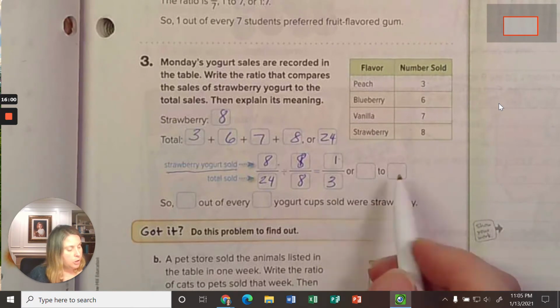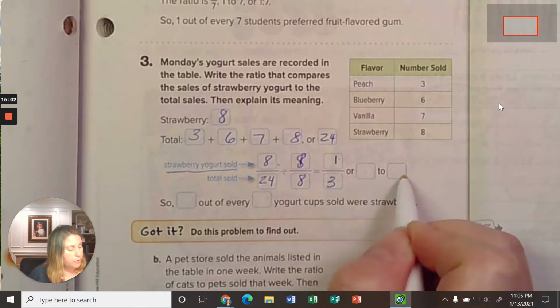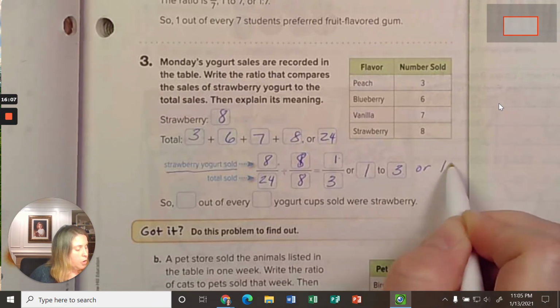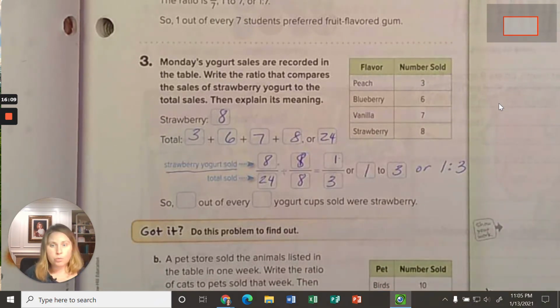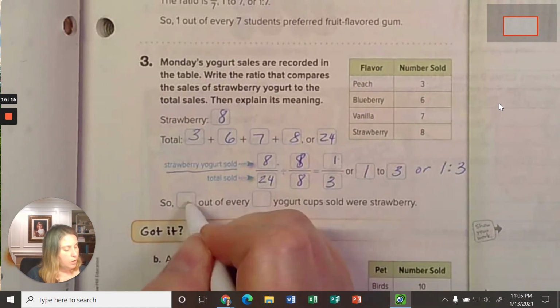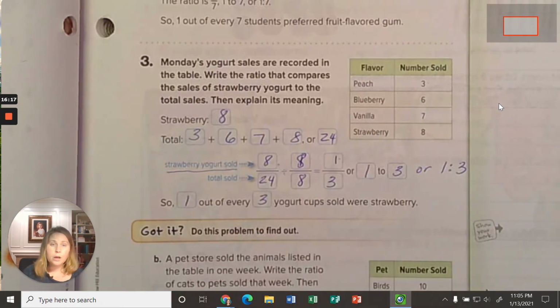We can also write that with words if we prefer, 1 to 3, or we could write it with a colon, 1:3. So what this means is 1 out of every 3 yogurt cups sold was strawberry.